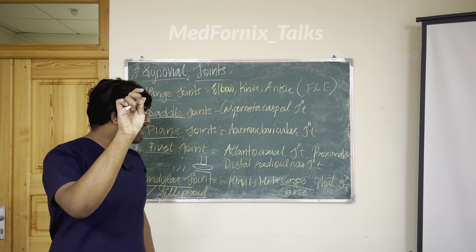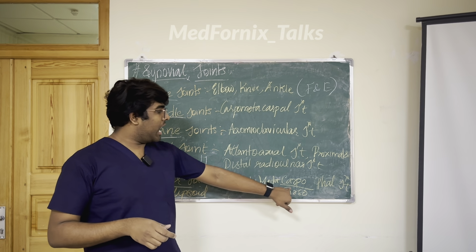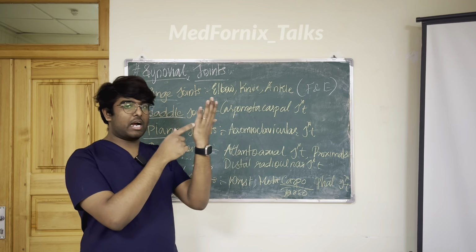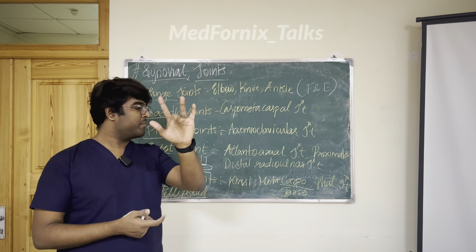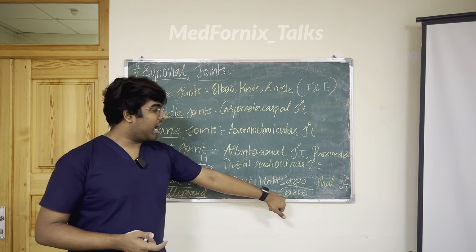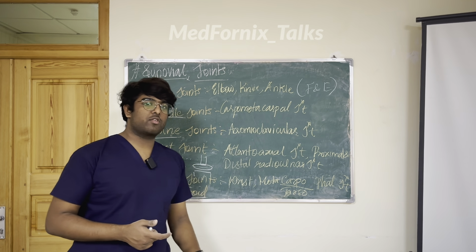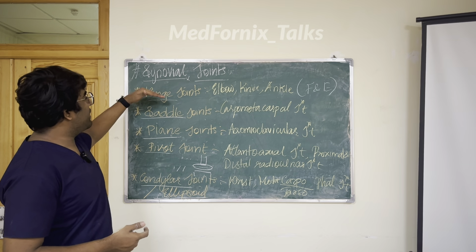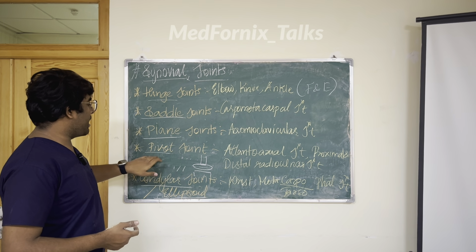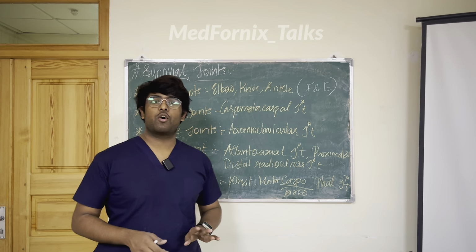Condylar joint here, and between the metacarpophalangeal joint here, ellipsoid here. Then the metatarsophalangeal joint, which is also seen in the lower limb. So it is seen in the upper limb and the lower limb. So hinge joint, saddle joint, plane joint, pivot joint, and condylar or ellipsoid joint.